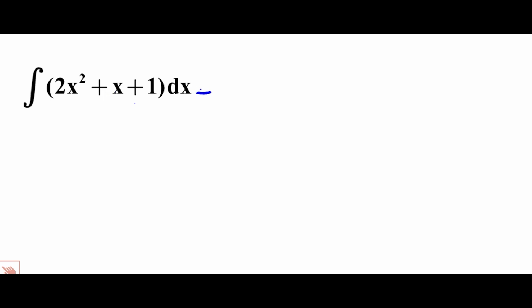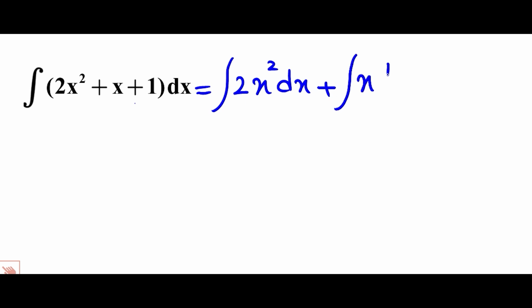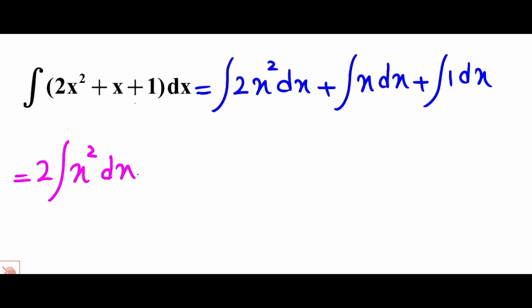So we have the integral of this expression equals the integral of 2x squared dx plus the integral of x dx plus the integral of 1 dx. So we have 2 times the integral of x squared dx plus the integral of x to the power of 1 dx plus the integral of dx.